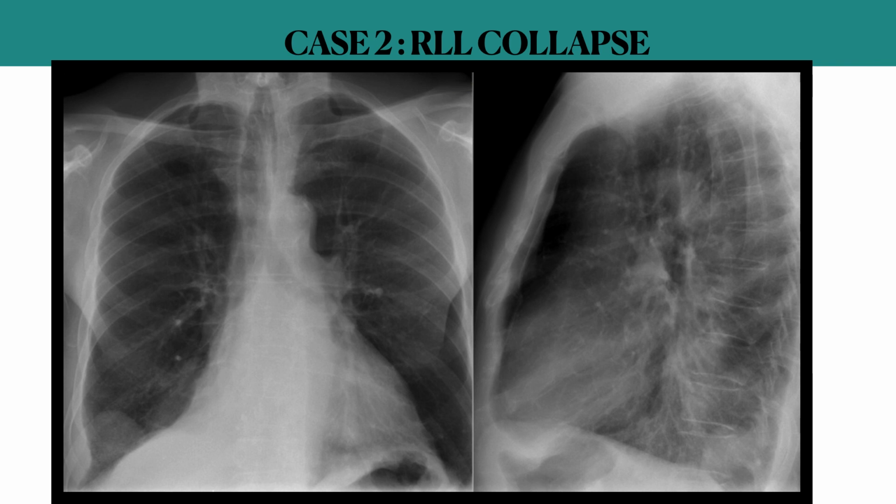Then the right lower lobe pulmonary artery is not visualized, and also the medial aspect of the right dome of the diaphragm is obscured. And the last thing is that the lateral margin of the adjacent vertebrae is effaced. So here we have a case of right lower lobe collapse.